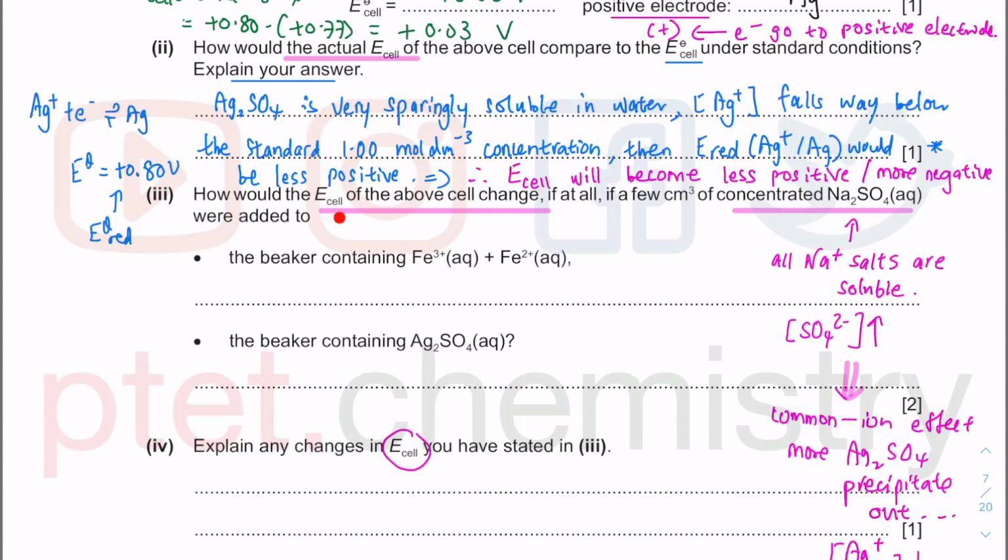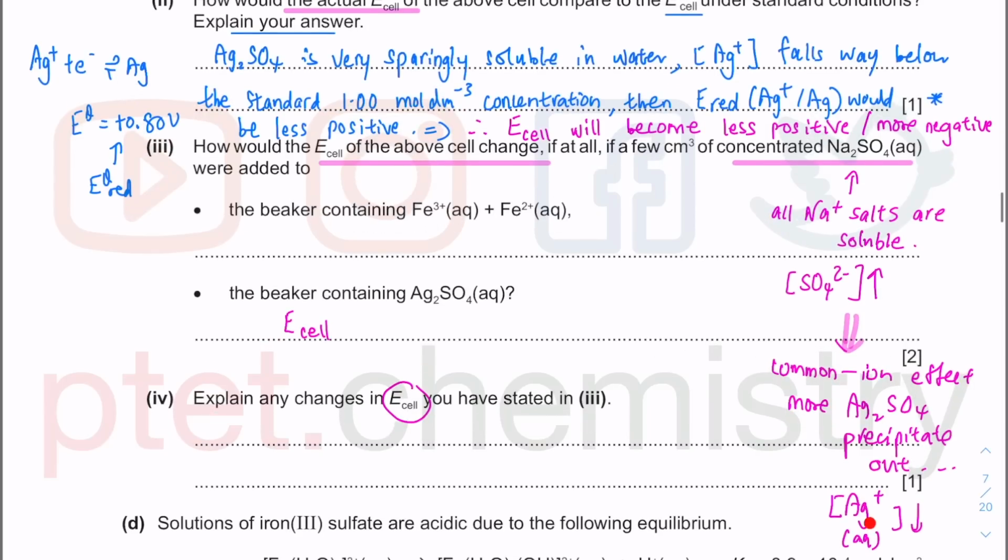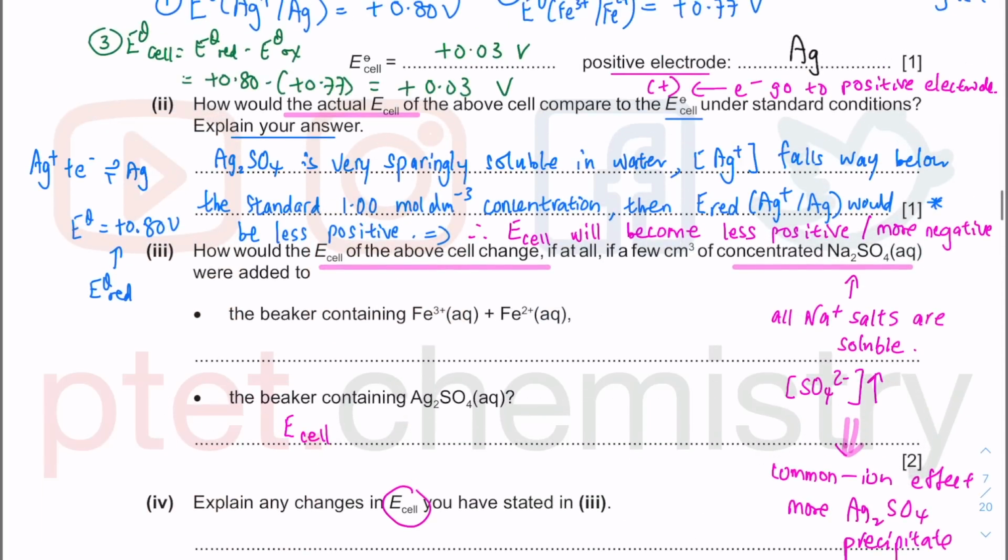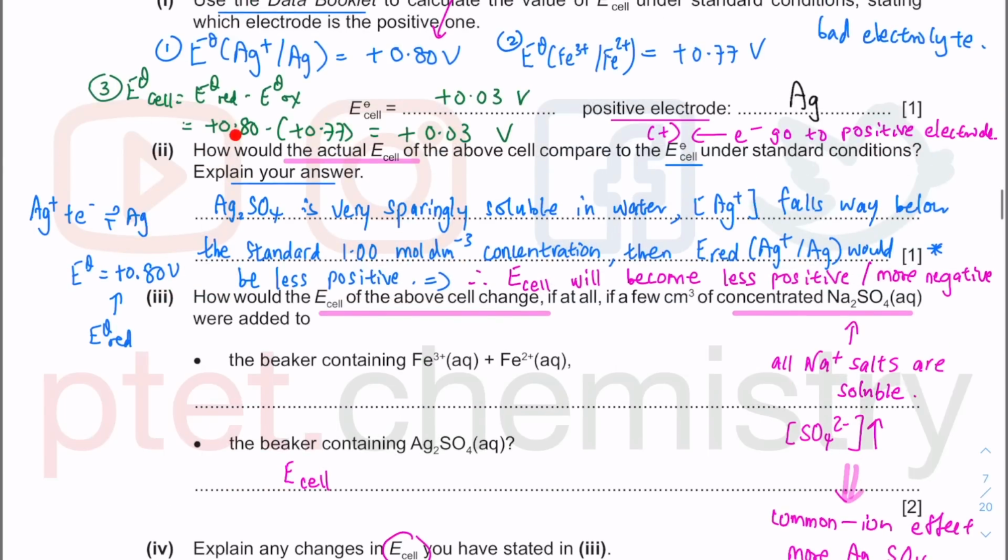So how would the E cell change? Well, the thing that contains the Ag2SO4, how would the E cell change? If I add it to the Ag2SO4 there, the E cell would behave the same as just now, because here my Ag+ concentration drops, so this equilibrium will shift to the left. This will become less positive, so the E red becomes less positive. Less positive minus the same value, your E cell will become less positive. So E cell becomes less positive, or if you want, you can say more negative. That will be okay as well.